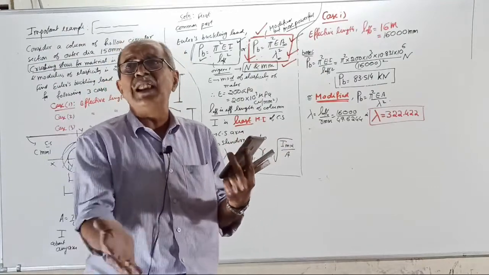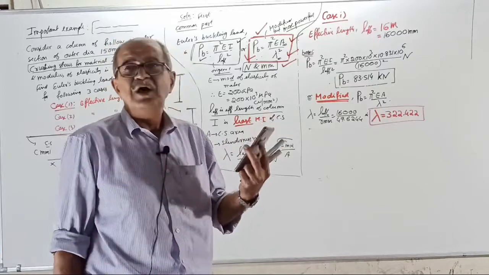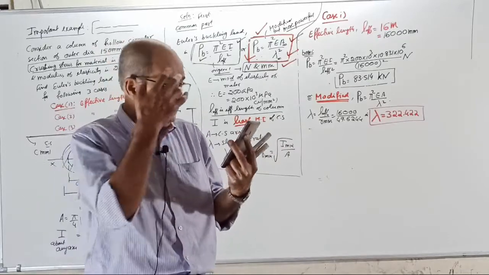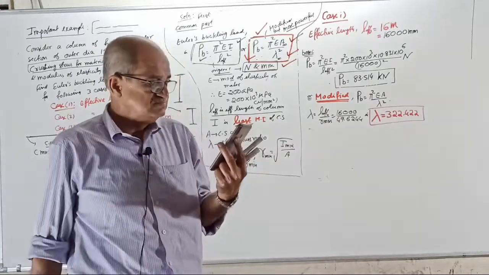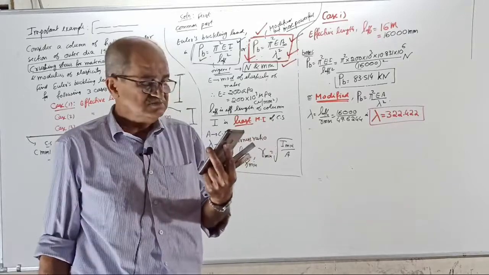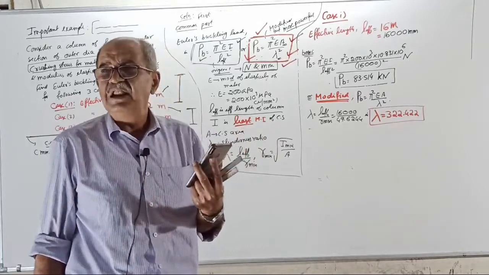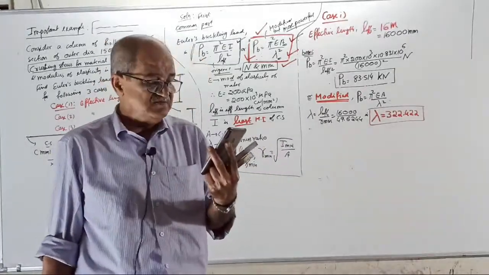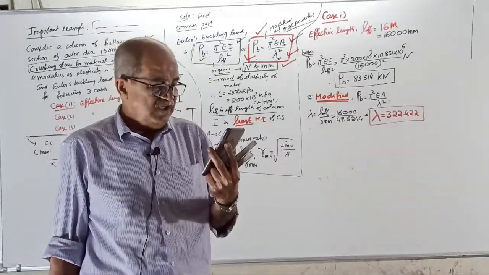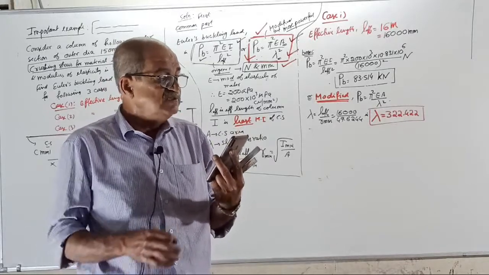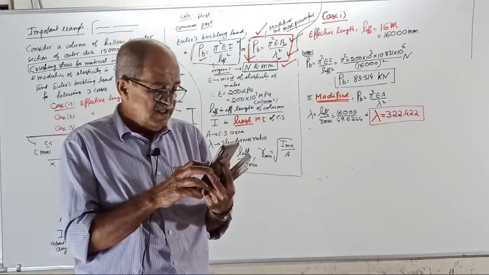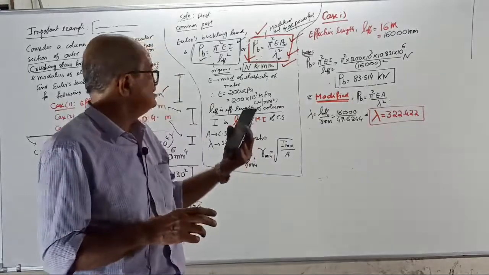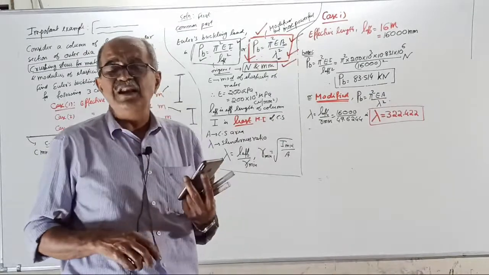80 is the usual lambda you get for RSJ. When you go for ISMB and so on, you get lambda 80. 80 is not a problem. You forgot the number. In steel, IS code says lambda should never exceed, not 80. I think you forgot one number. It is not 80. You can make a note. It is not 80 in steel.